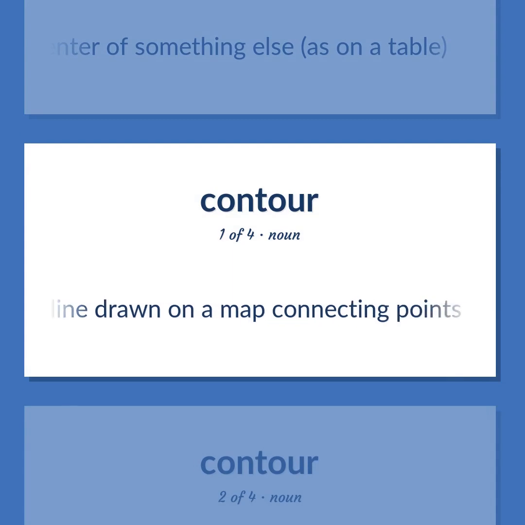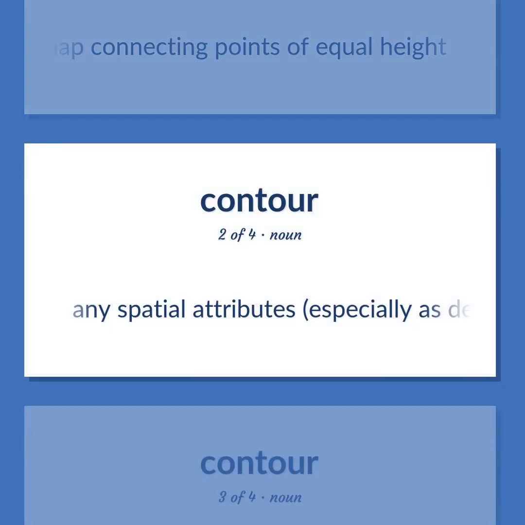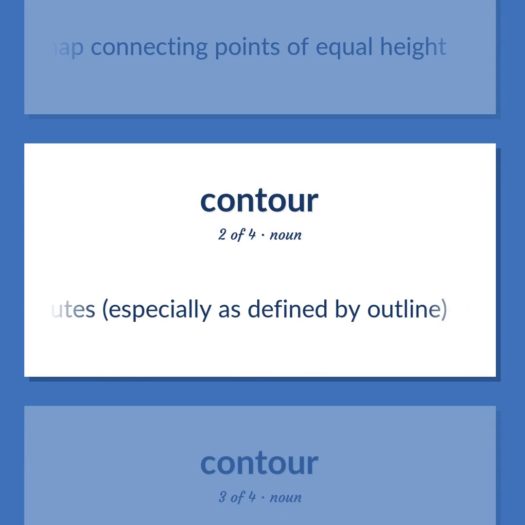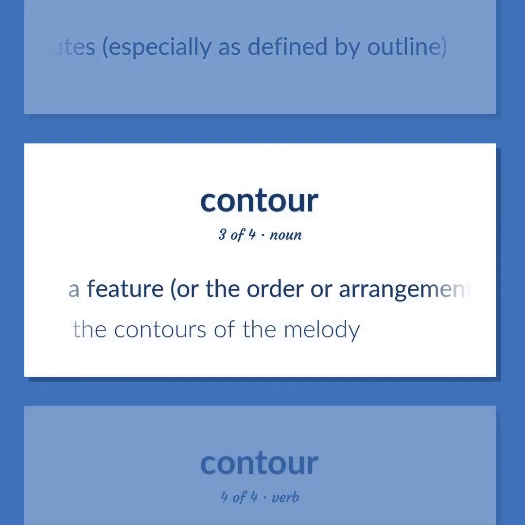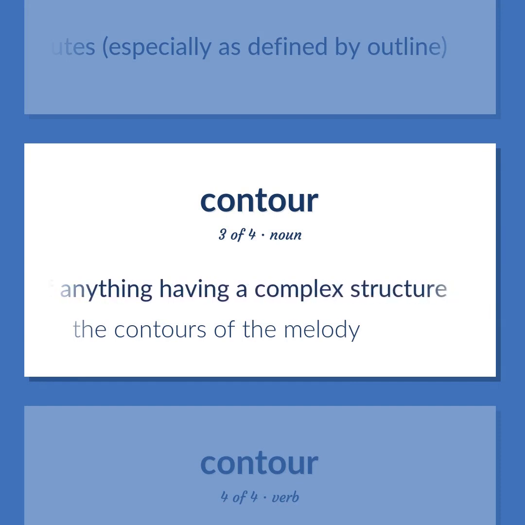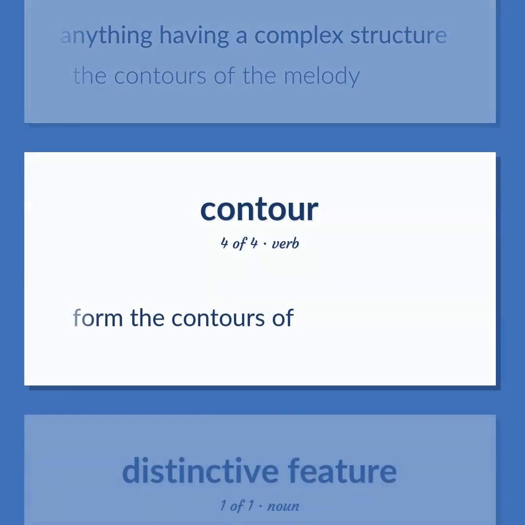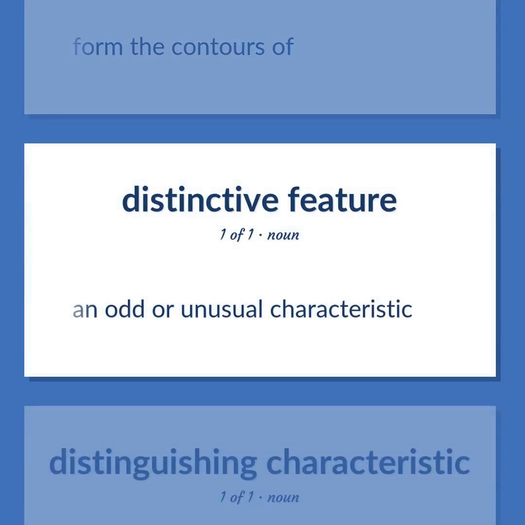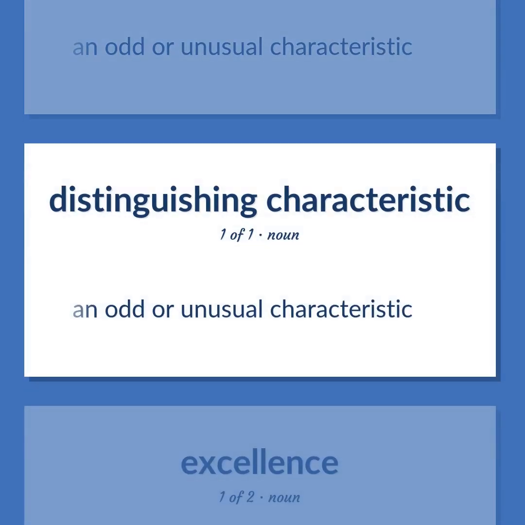A line drawn on a map connecting points of equal height. Any spatial attributes, especially as defined by outline. A feature, or the order or arrangement of features, of anything having a complex structure. The contours of the melody. Form the contours of. An odd or unusual characteristic.